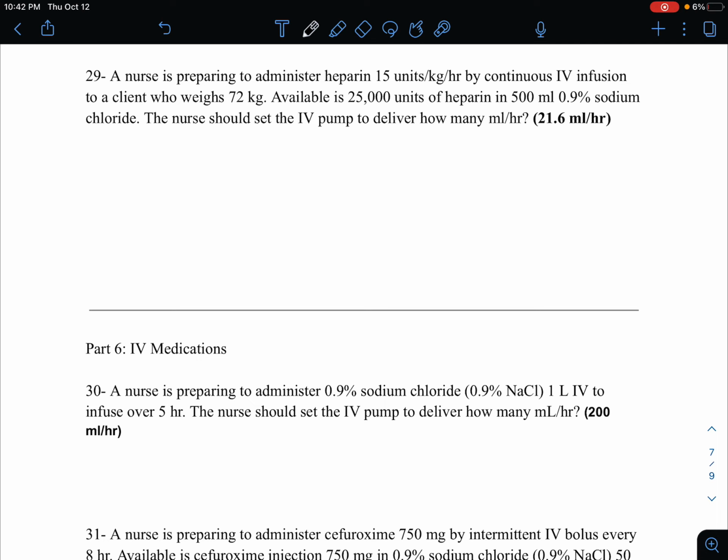Okay, so let's do this again. 15 units per kilogram per hour. We don't have to do any conversions because it's already in the hour form and it's asking for hours. So we're good. Thumbs up there. So 72 times 15, because it's 15 units per kilogram and we have 72 kilograms right here. So 72 times 15 equals 1080. Okay, so we have how much we need to administer.